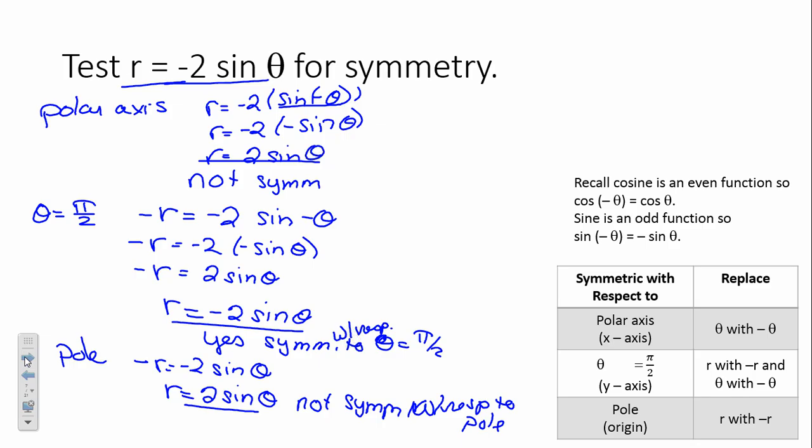What was traditionally the origin? It is possible for it to be symmetric with respect to all. For example, a circle that just has r equals 16. Okay, that would be symmetric with respect to all three. Other questions about this slide?